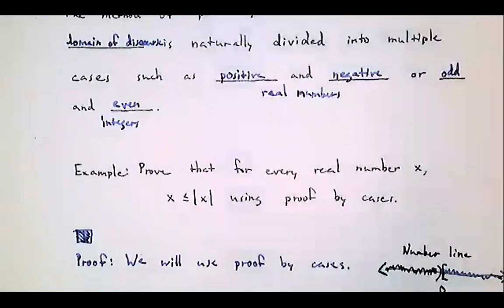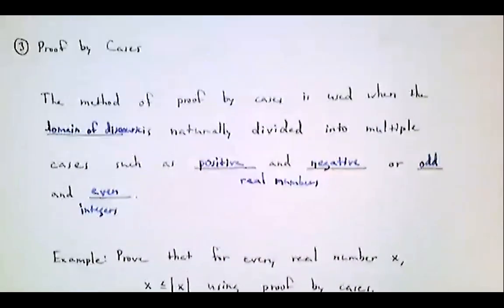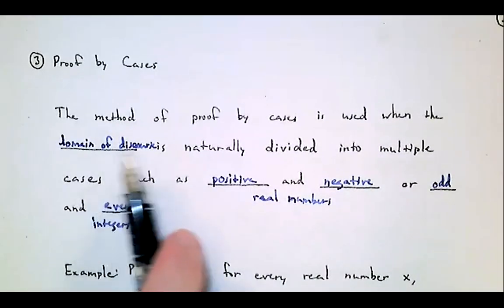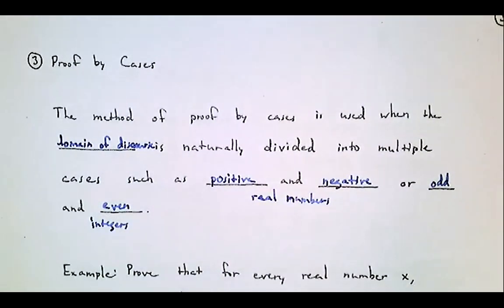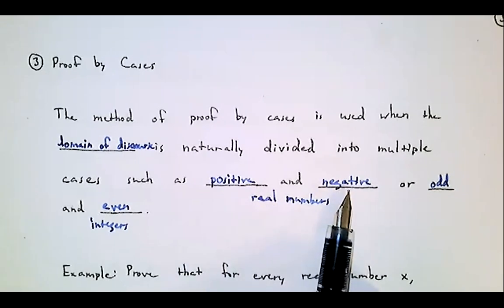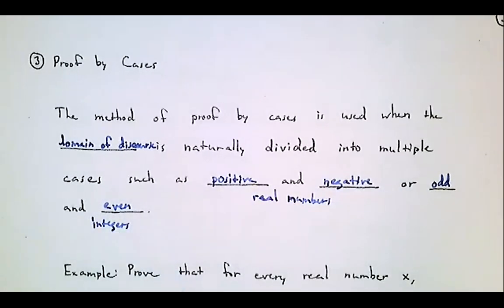Just continuing on, reviewing a little bit, proof by cases. This is where the domain of discourse, the things that you're talking about, can naturally be divided up into cases like positive and negative, or maybe odd and even, or something similar.